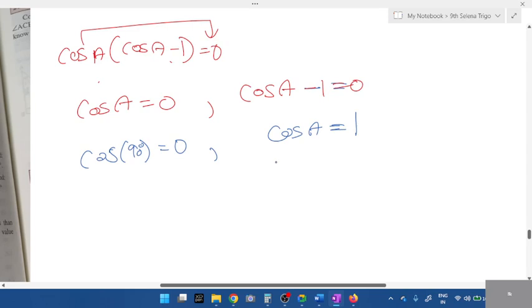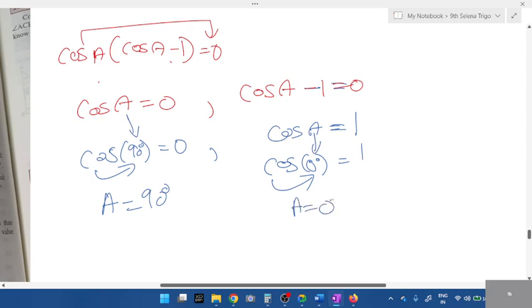First step. Second step. Cos of what value will give 1, students? Cos 0 degree gives 1. So what are the two answers we have? Cos 90 and cos 0. So A is equal to 90 and A is equal to what? 0 degree. So both are the answers. Both 90 degree and 0 degree. You have to split and solve it.